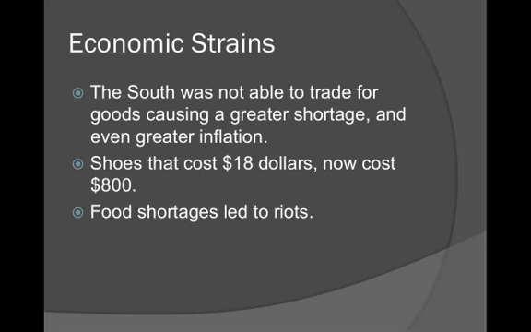The South was not able to trade for goods, and that caused a greater shortage and even greater inflation. So the South saw even more economic strain than the North did. An example would be that shoes that would cost $18 then cost $800 after inflation, making it nearly impossible for anyone to buy anything and for businesses to make money because no one could buy their product. Also, food shortages due to the lack of supplies led to riots. So not only did we have violence going on due to the war, but also because people couldn't get the resources that they needed to survive.